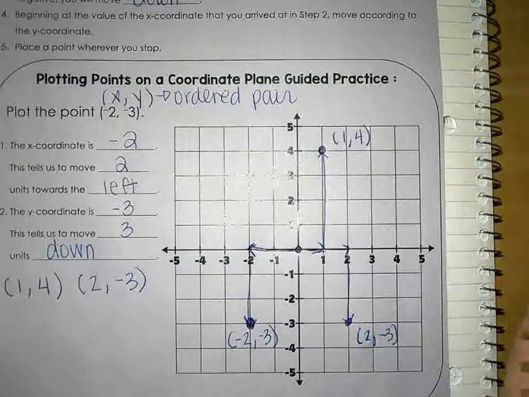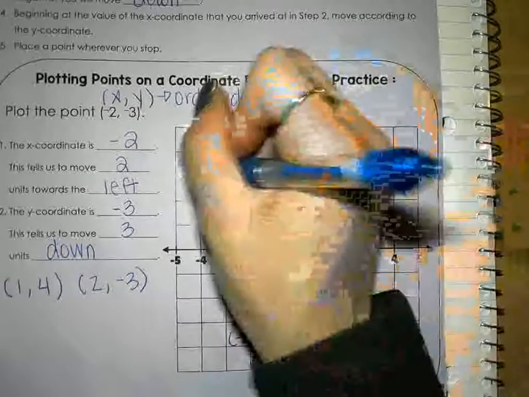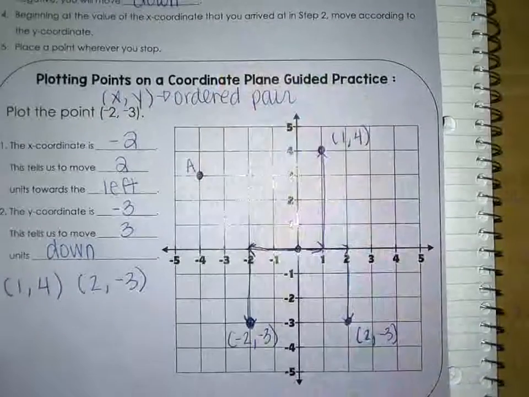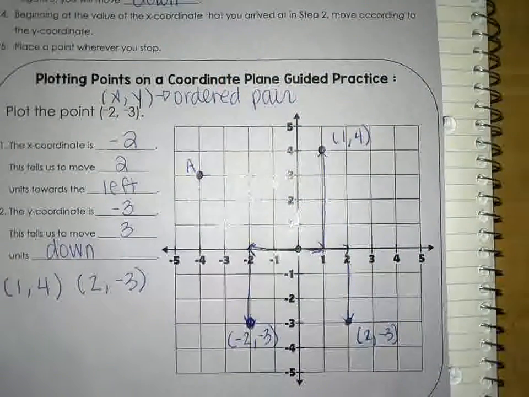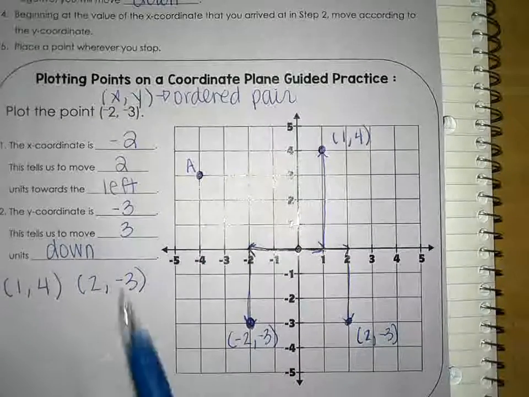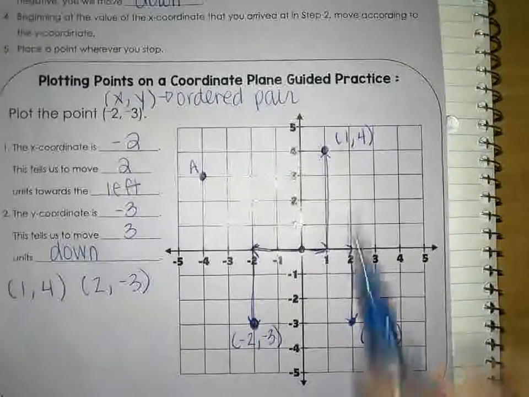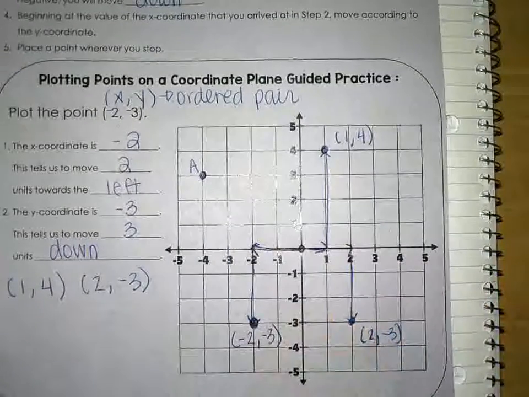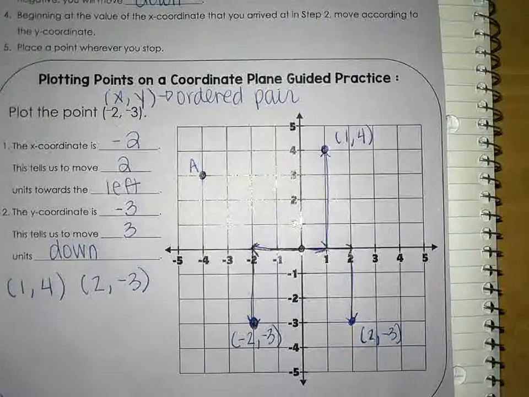Alright. Now, what if I did this instead? What if I gave you this point here? I'm going to label it A. Now, instead of me giving you the ordered pair like I did here, I'm giving you the point and you need to tell me the ordered pair.